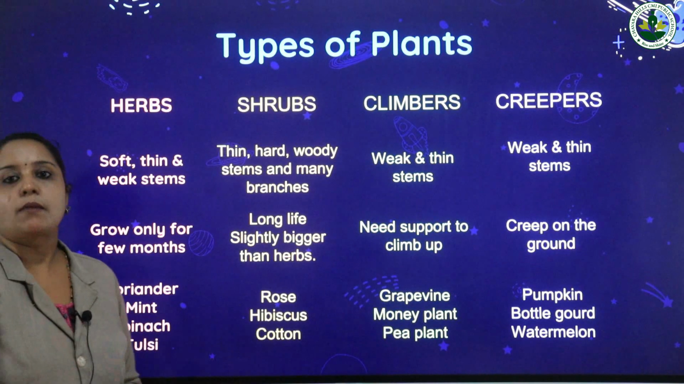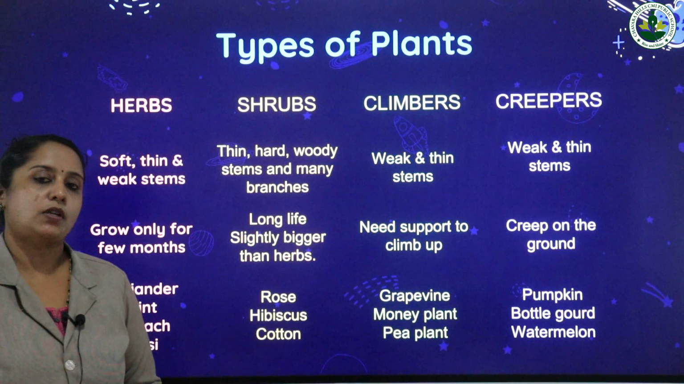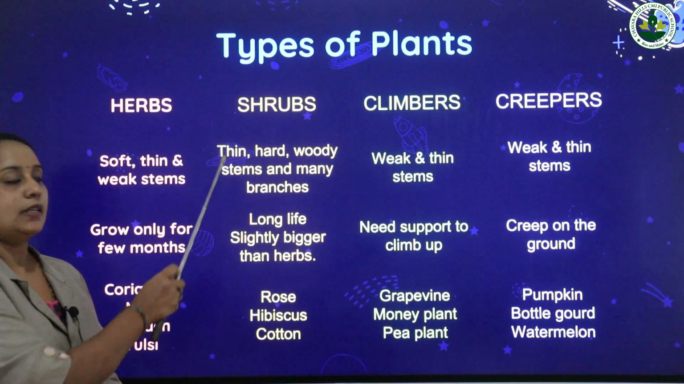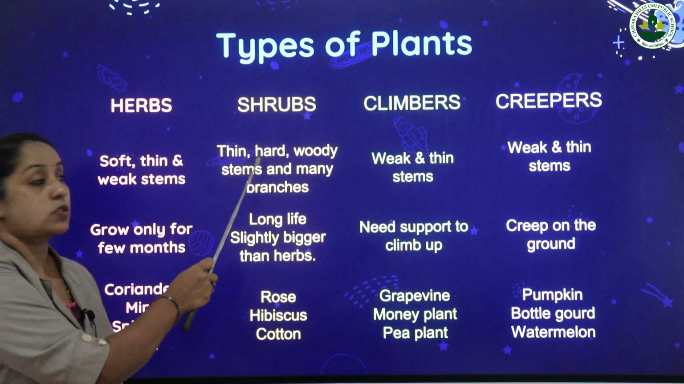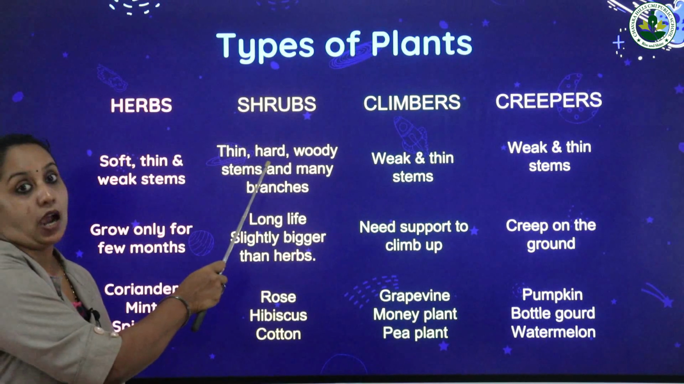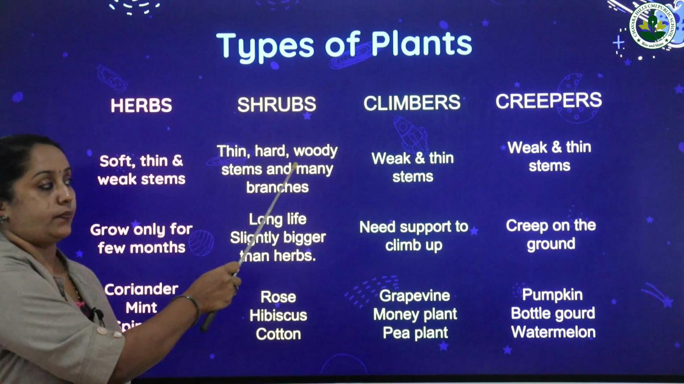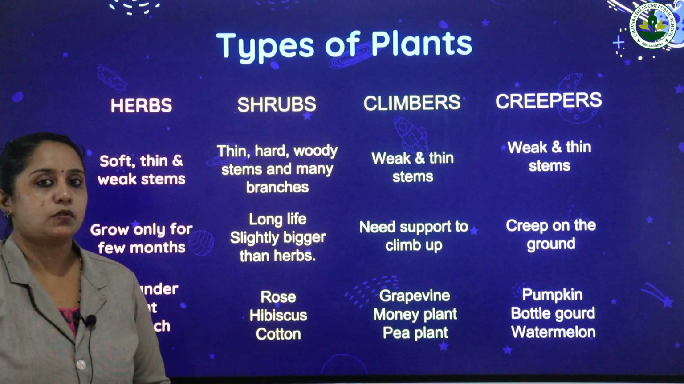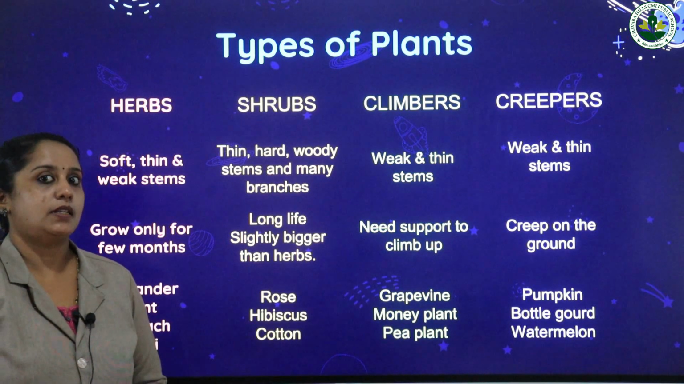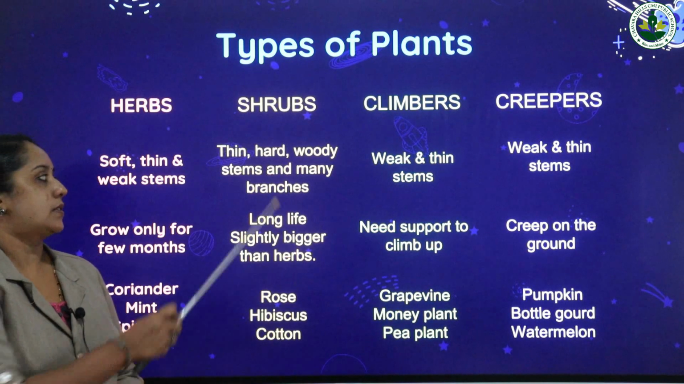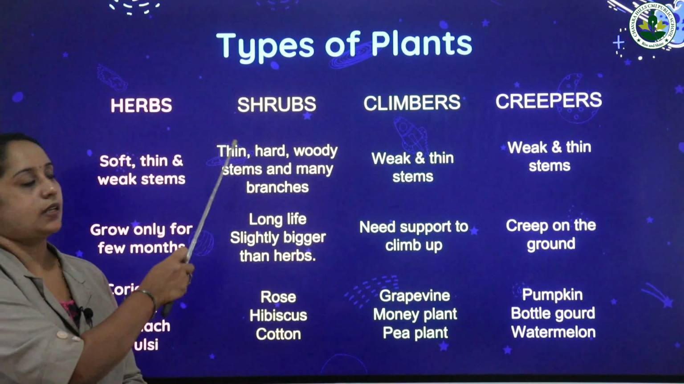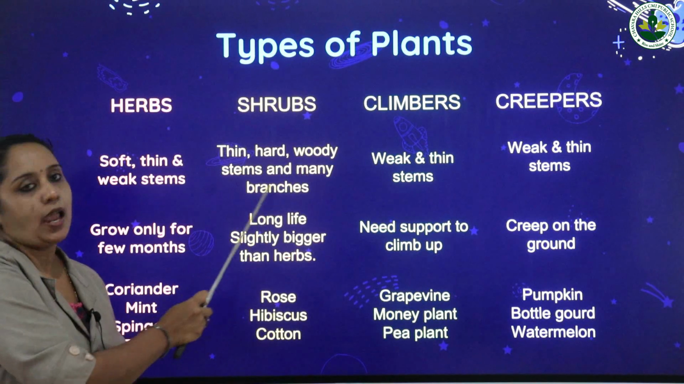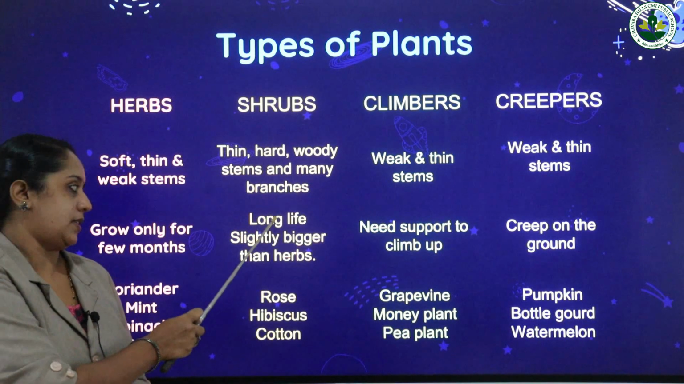So just to see the stem of the rose plant. How does the stem look like? You can see that the stem of these plants is thin, but not soft like herbs. It is hard and woody. And this rose plant has got a number of branches. Haven't you seen? We can see a number of flowers in the branches. So we can say that the stems are thin but hard and woody, and it has got a number of branches.